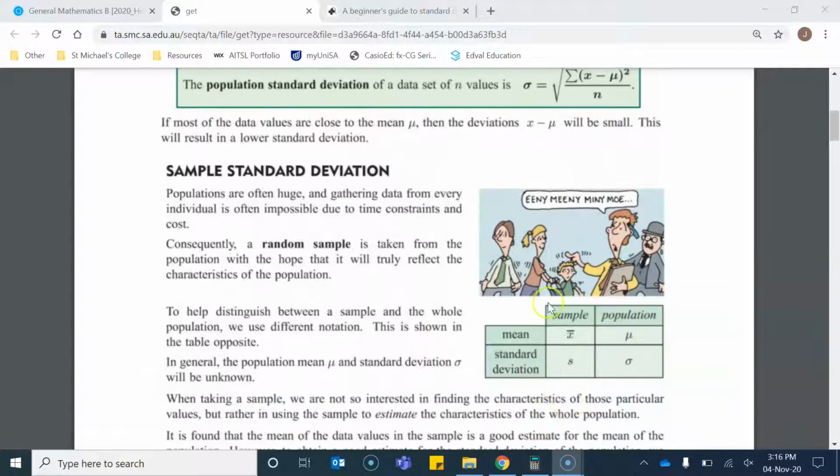So just some notation. If we're talking about the sample mean, we use X bar. If we're talking about the population mean, we'll use mu. If we're talking about the sample standard deviation, which is going to be the main type of standard deviation that we're going to be using, you use an S. Or if we're talking about population standard deviation, you use a sigma.